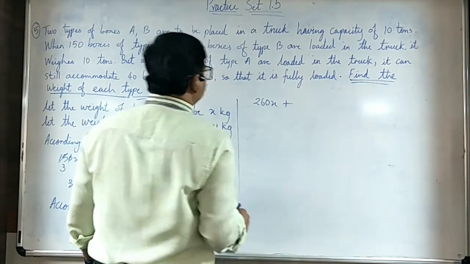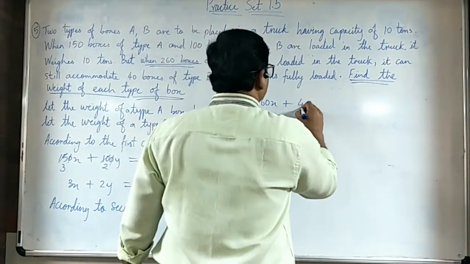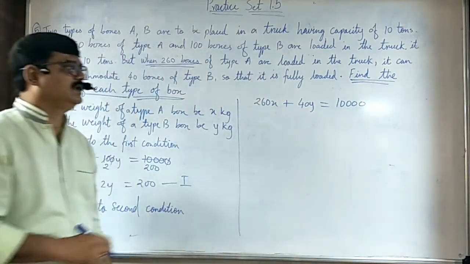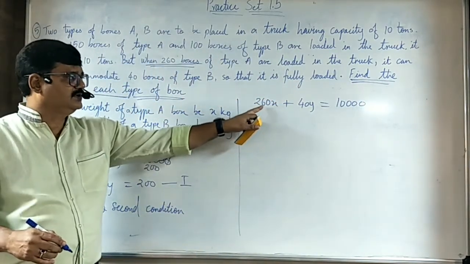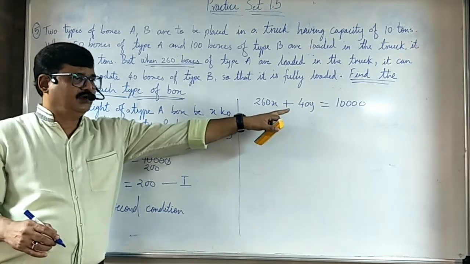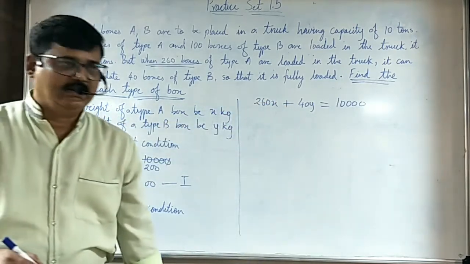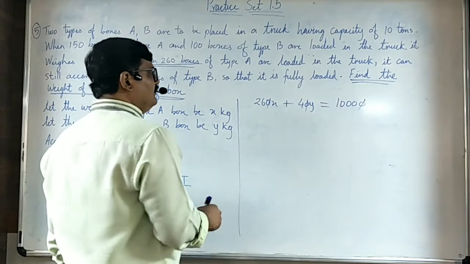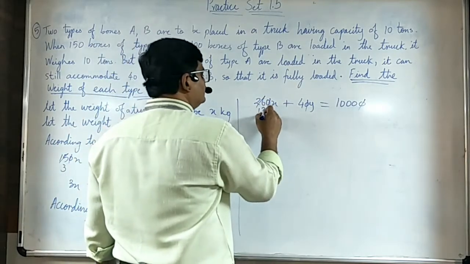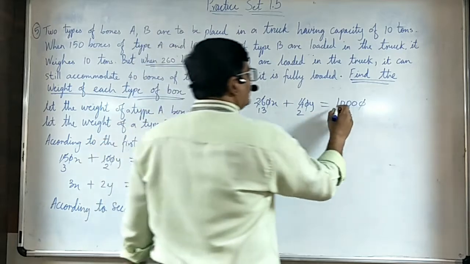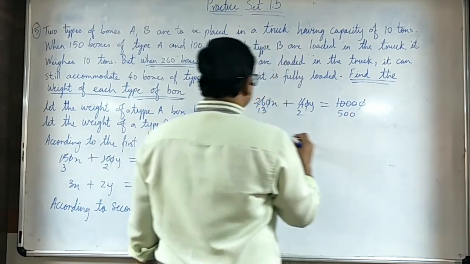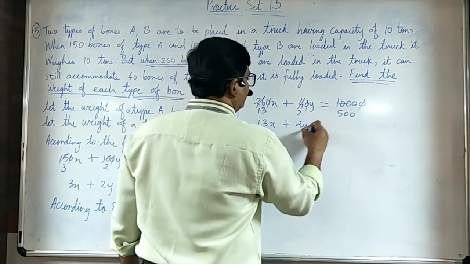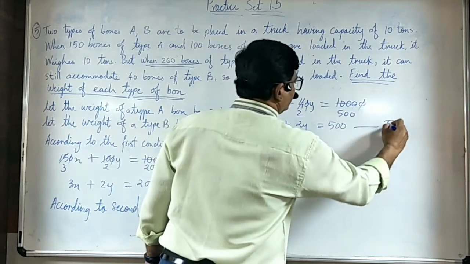Then plus, they told us 40 boxes can also be accommodated, so 40y is equal to 10,000 kg in this case. One box of y kg, so 40 boxes will be 40y. Now I can further do the cancellation. The zeros will get cancelled. Going for the table of 20, I will get 13x plus 2y is equal to 500, and this is how I got my second equation.